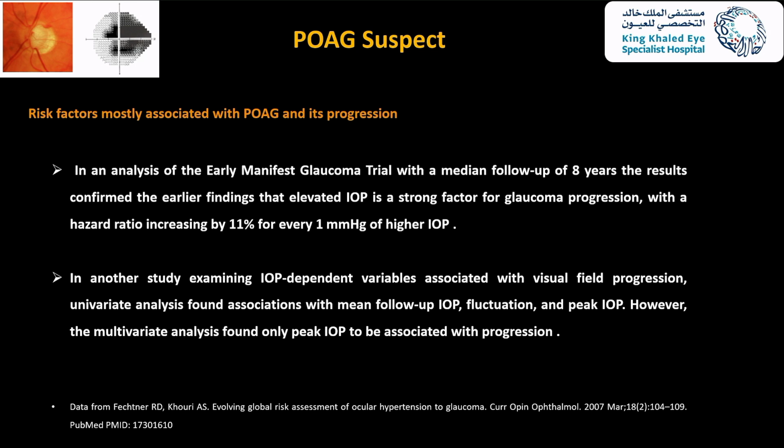In the Early Manifest Glaucoma Trial, the median follow-up of 8 years confirmed that elevated IOP is one of the strongest factors for glaucoma progression, with the hazard ratio increasing by around 11% per 1 millimeter of mercury of intraocular pressure. In most other studies, IOP was a dependent variable associated with visual field progression. Usually they found IOP fluctuation and IOP peak to be the most common risk factor rather than the high IOP itself.